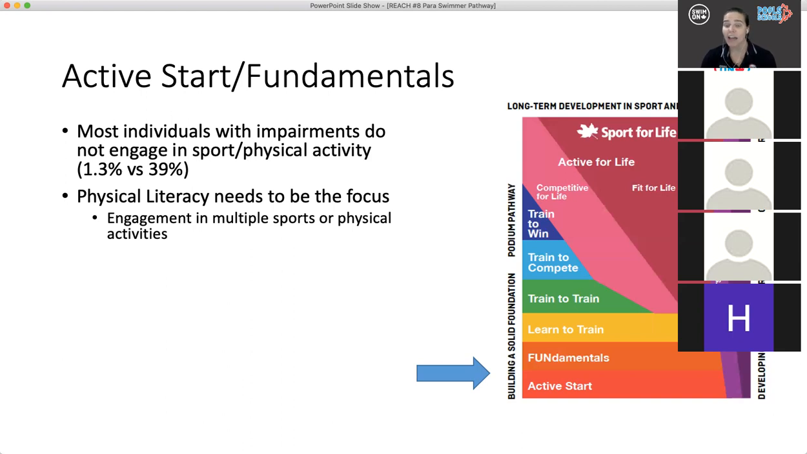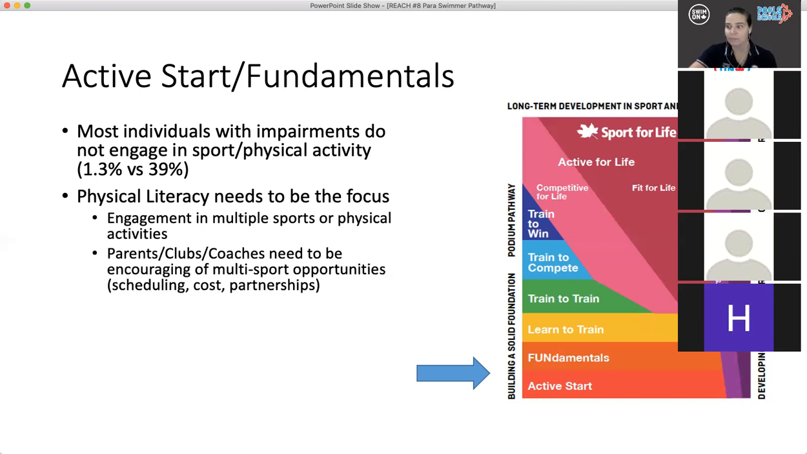And it doesn't all have to be structured. It can be just playing sports at recess or a gym class. And again, this is part of the awareness piece we're trying to raise in the schools, is different opportunities and options for students to engage in physical activity. So what we need parents, clubs, and coaches to be aware of is the importance of engagement in multiple sport opportunities, and to not only be aware of it, but also to be encouraging of it.